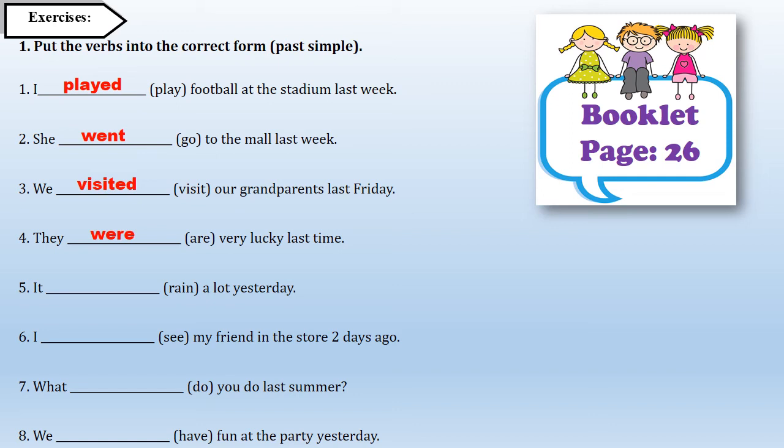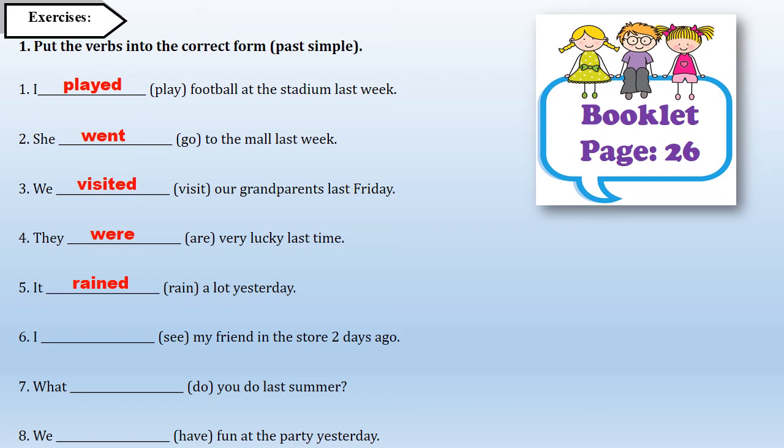Number 5: It rained a lot yesterday. Rain, تمطر. Rain is a regular verb، فعل طبيعي. شو بصير؟ It... بما انه طبيعي شو منضف له بس؟ Excellent، it rained، منضف له ED. It rained a lot yesterday.